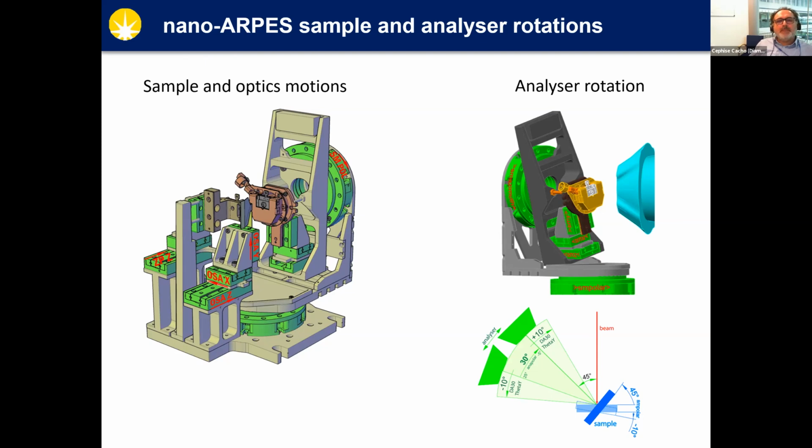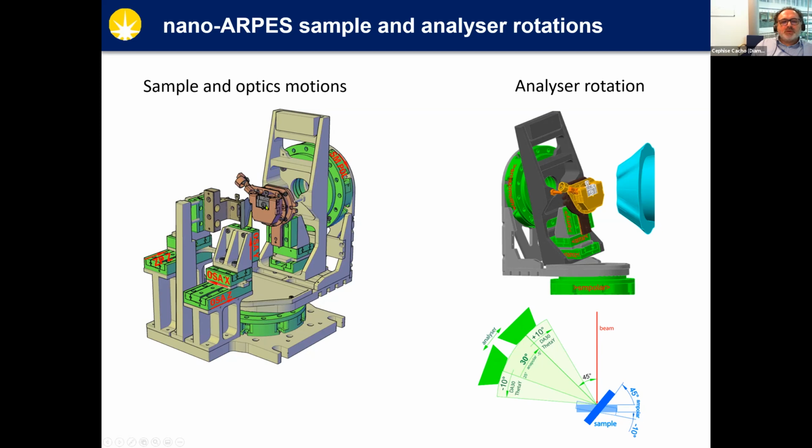microns in size. Now, if you want to do spatially resolved measurements, you have to focus the beam to a very small size, sub-micron. And for this, we cannot rotate the sample, because otherwise we are going to lose the position. So the end-station is designed differently.